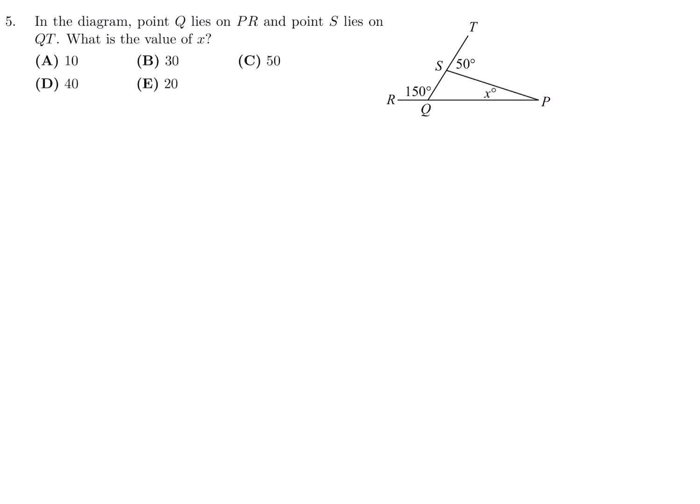In the diagram, point Q lies on PR and point S lies on QT. What is the value of X? If this is 150, then this would be 180 minus 150, so that would be 30. If this is 50, then this would be 180 minus 50, which is 130. So 130 plus 30 plus X equals 180, and therefore X would be 180 minus 160, and that's 20. So number 5, the answer is E.